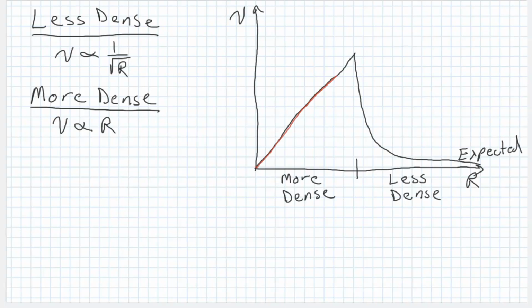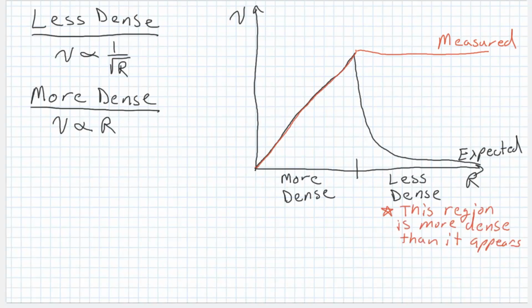However, what we actually see is we get the expected relationship for the more dense part of our galaxy, but instead of the speed dropping off, it remains constant in the less dense part of our galaxy. And this is true for the galaxies we've measured, more than one, and so our expected and our measured are very different for the less dense part of our galaxy.